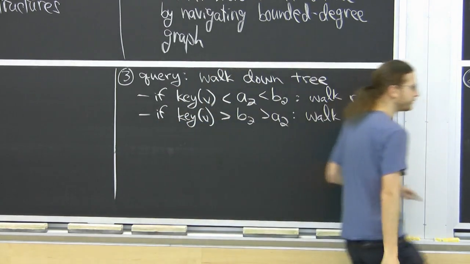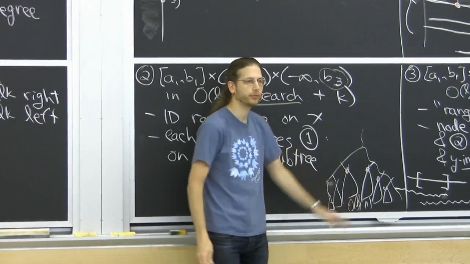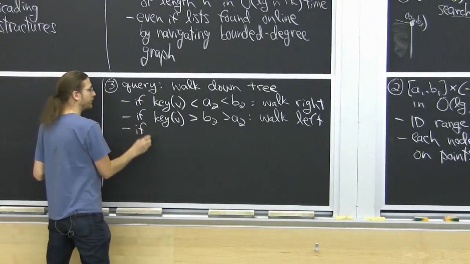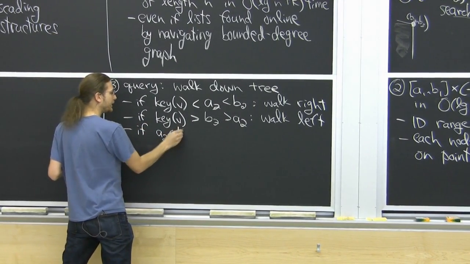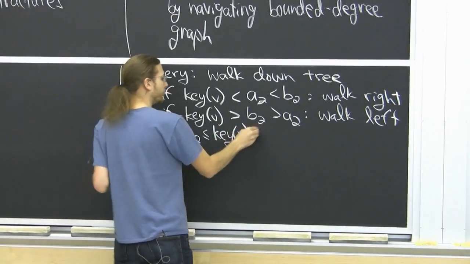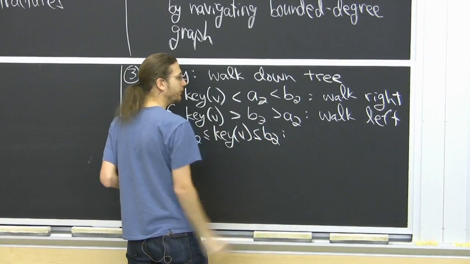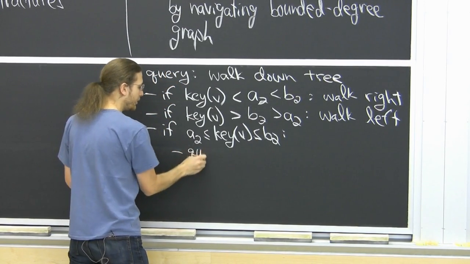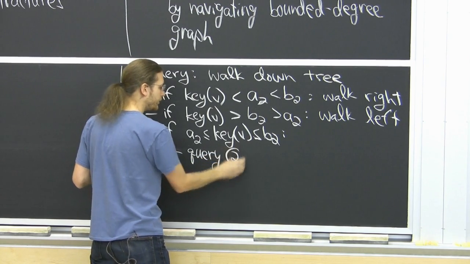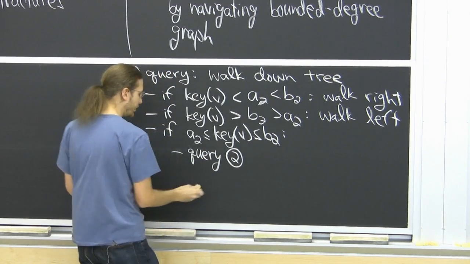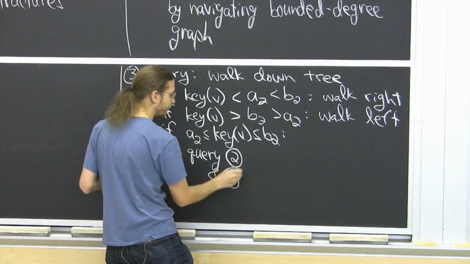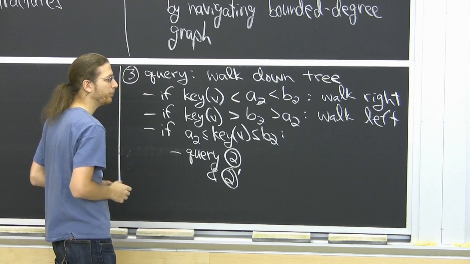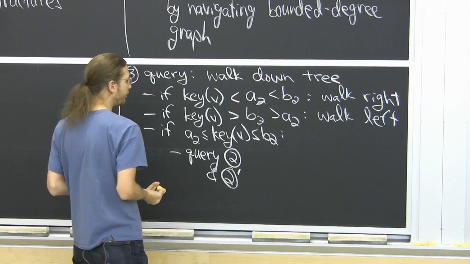And then the interesting case is this fork. Before we had to do a lot of work at the fork. Now I claim we only need to do constant work at the fork. So if the key falls between A2 and B2, so our interval is stabbed by the key of the node, then I want to query the 2 data structure. 2 is the right number, yeah. And I want to query the 2' data structure. So I'm going to do 2 calls to data structure 2, and so I only get a constant factor blow up.